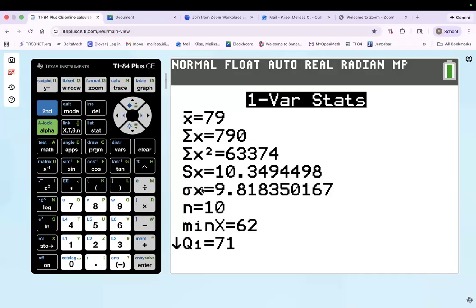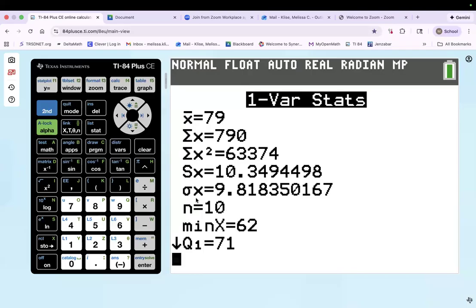This is exactly the number that we got. We got 9.82. You can look in the chat. It's right there. So that's good. I love when our answers match the answers that we did by hand in the calculator. This is perfect. And then right here, n equals 10, that says that we have 10 data values.